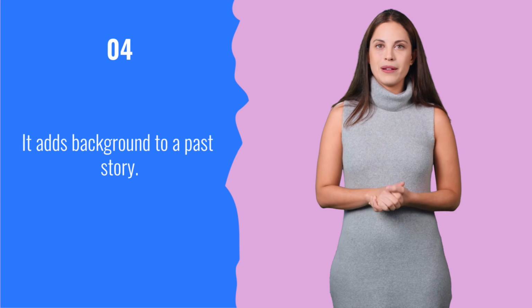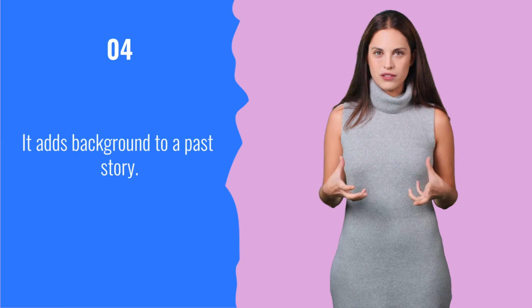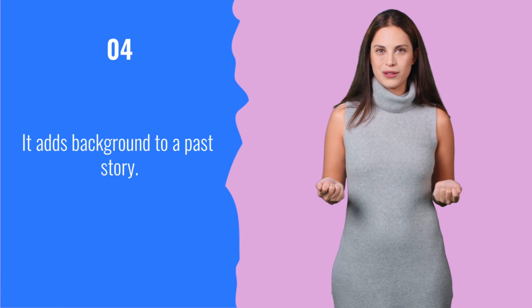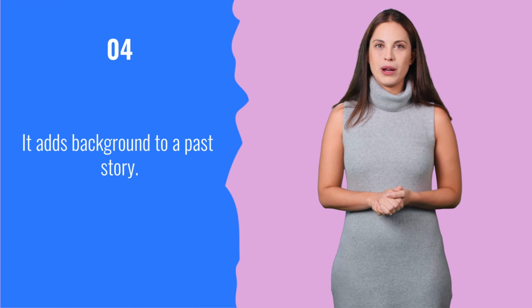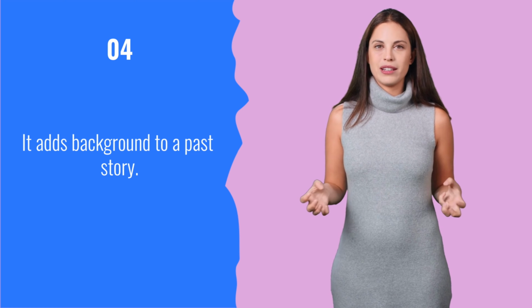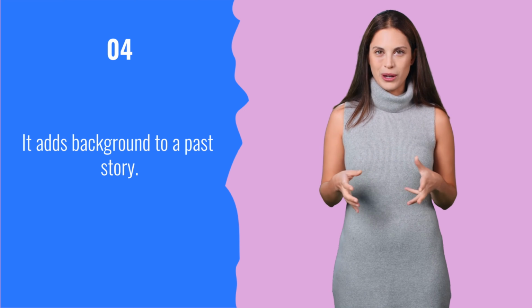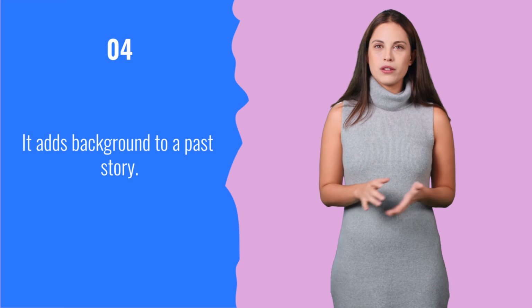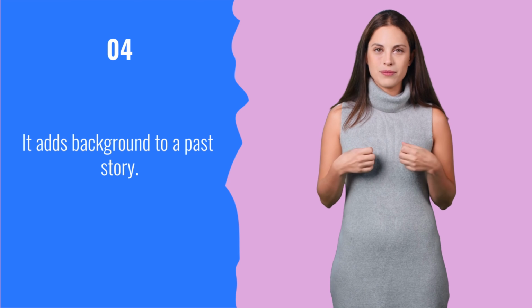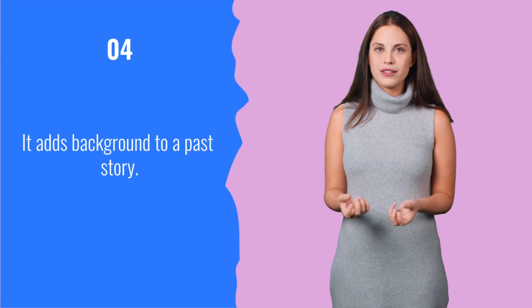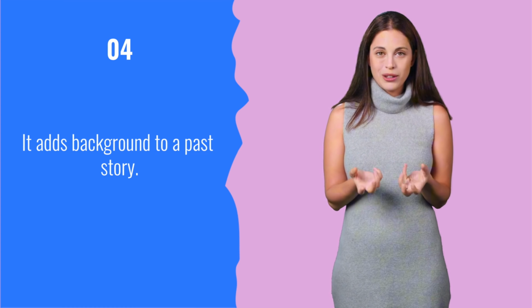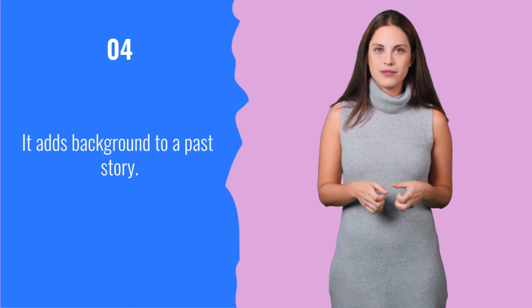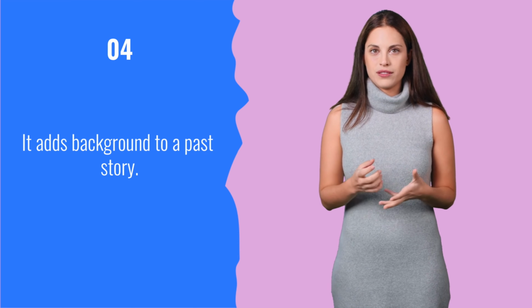Tip 4. It adds background to a past story. Sometimes you're not just trying to say what happened. You want to show what was going on around that moment. You want to give the listener a fuller image, a feeling of the scene, not just the action. That's where the past continuous comes in. It adds movement, atmosphere, background. It shows what was happening in the middle of a moment, not just what happened once.